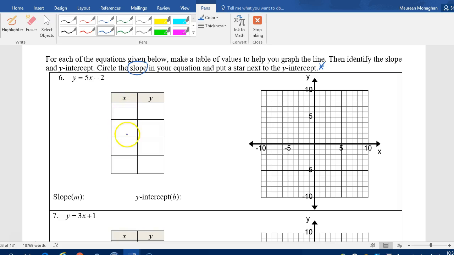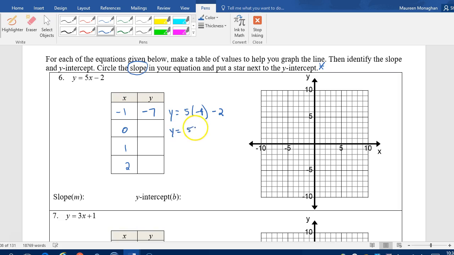Okay, we get to choose our values for x. So each one of you could have different numbers. Some people like to include negatives, and some will strictly go with positives. So let's see, I'm going to use these. You don't have to. And then, of course, I would substitute in 5 times a negative 1 minus 2. So negative 5 minus 2 is a negative 7.